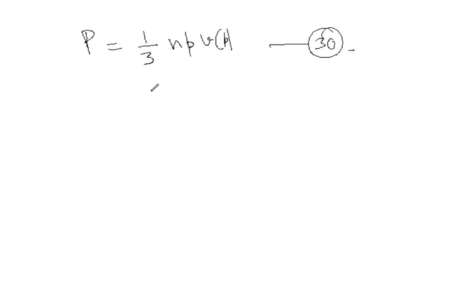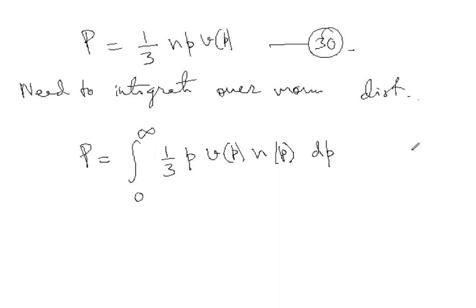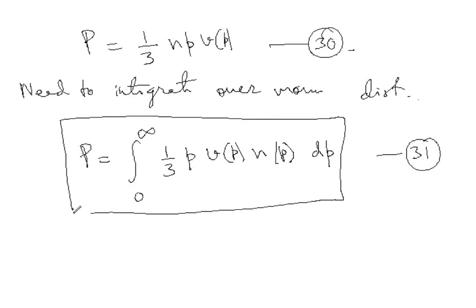Okay, now also you see the particles may have different momenta, not just p, and therefore what we need to do is integrate over the momentum distribution. So what will we have? As a result we will have this result. You see, P = 1/3 ∫ p v_p n_p dp. Equation 31. This result is known as the pressure integral.